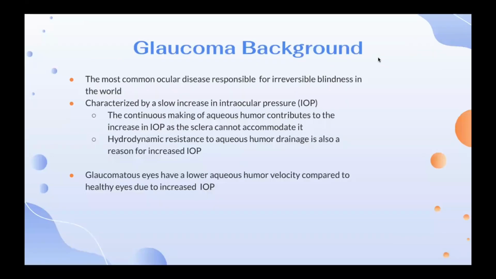Glaucoma is the most common ocular disease that is responsible for irreversible blindness in the world. This is characterized by a slow increase in intraocular pressure, and the continuous making of aqueous humor contributes to this increase as the sclera cannot accommodate it any longer. The hydrodynamic resistance to aqueous humor drainage is also a reason for the increase in intraocular pressure.